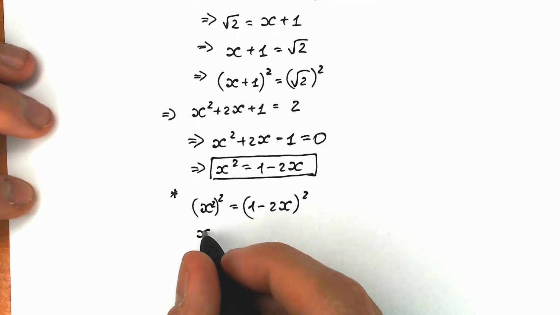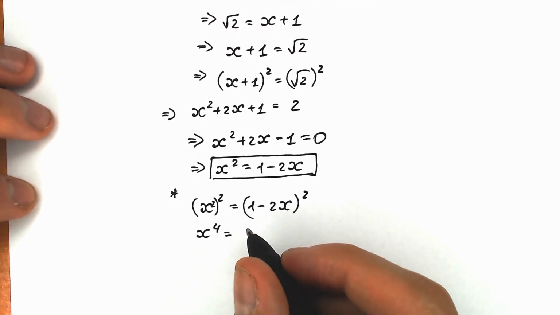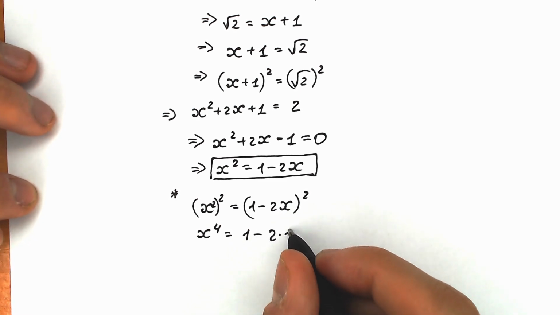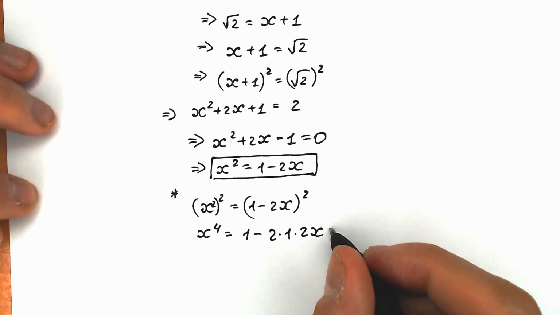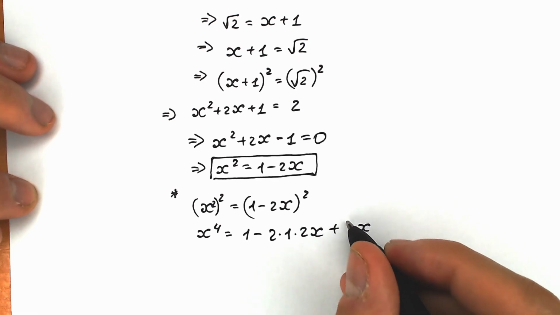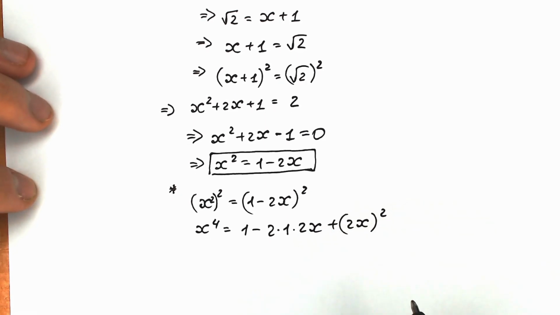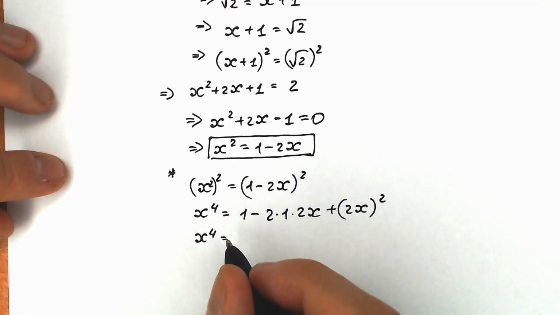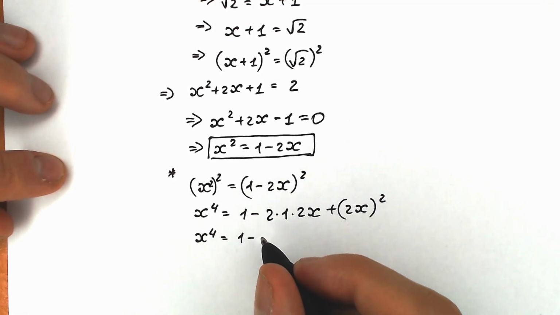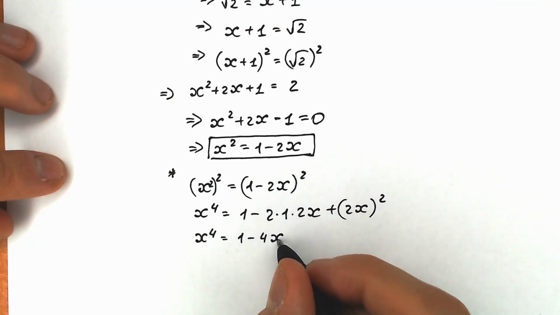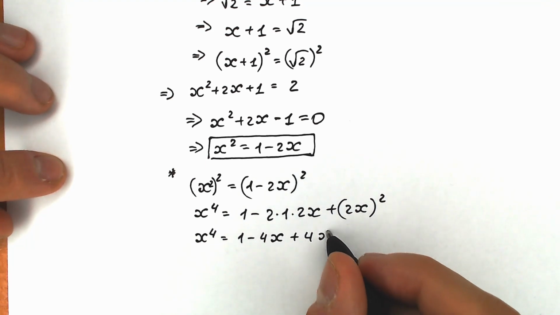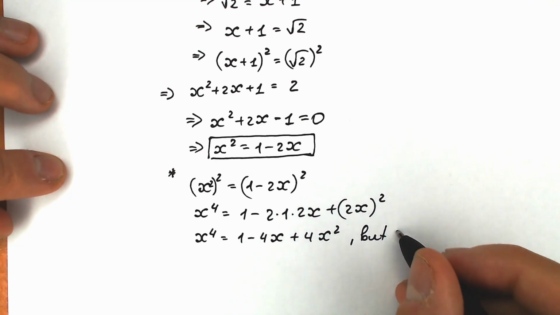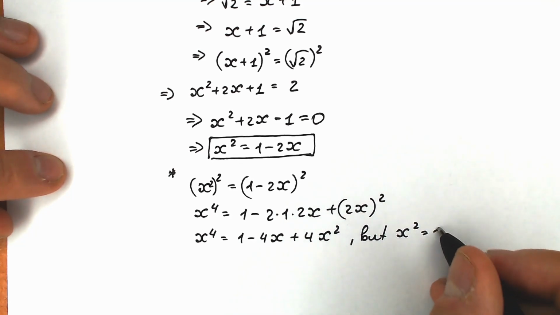Okay, we have x to the 4th power equal to, this is our basic identity, 1 minus 2 times 1 times 2x plus 2x, which we need to square. Okay, let's do it right now. We have x to the 4th power equals 1 minus 4x plus 4x squared. But don't forget that x squared equals 1 minus 2x.